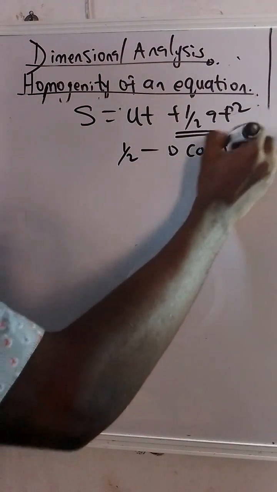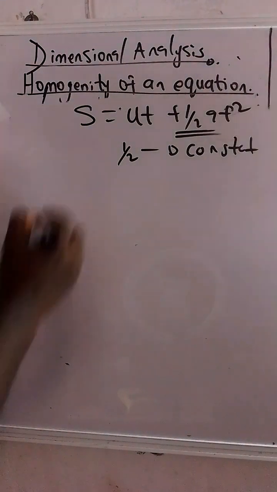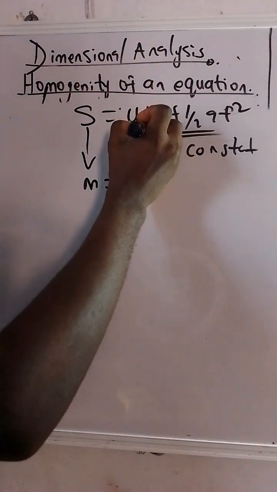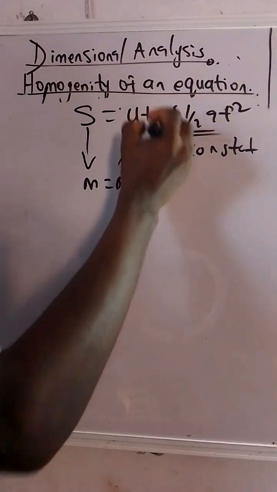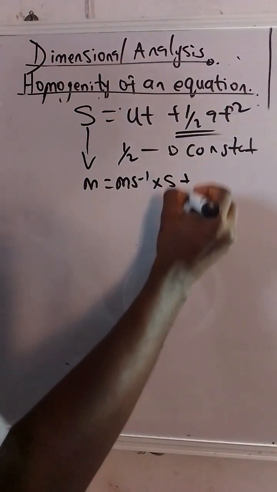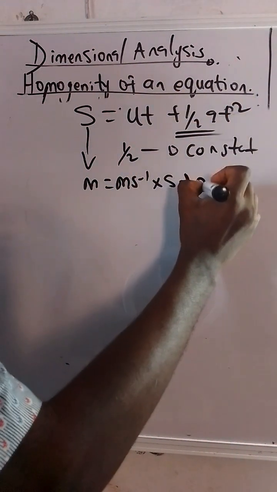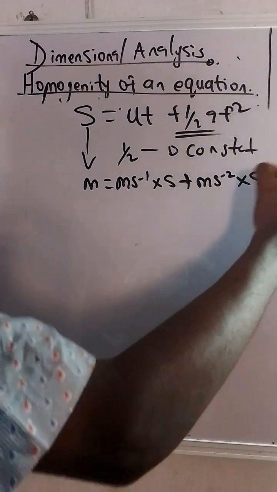Is what is 1 over 2. Constant that is there. Now everyone knows that distance x represents distance here, and the unit for distance is meter. Now what is the unit for your initial velocity? That's meter per second times time in seconds, plus we don't consider the constant. What's acceleration? Acceleration is meter per second square times time. Time is the second square.